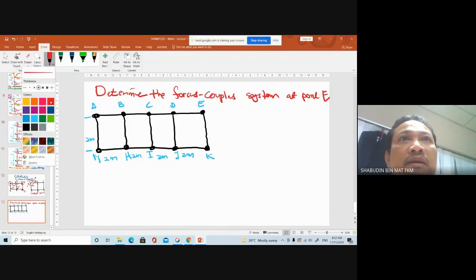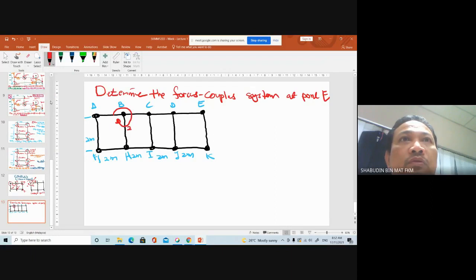MB 2 Newton meter. MD 10 Newton meter. MK 8 Newton meter. Here is 10 Newton meter.